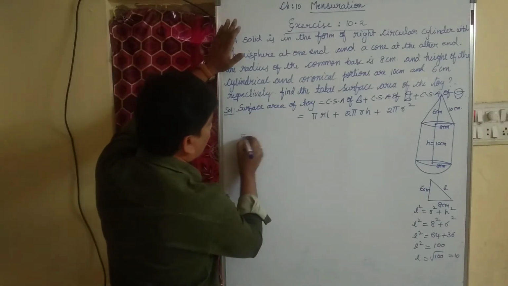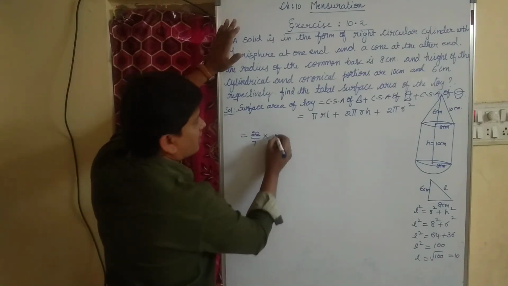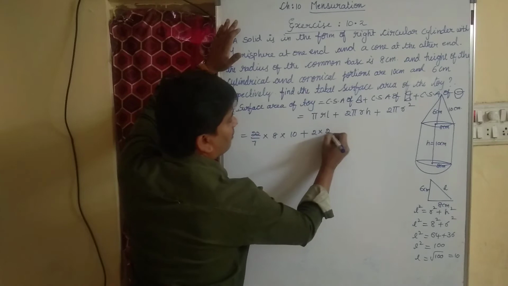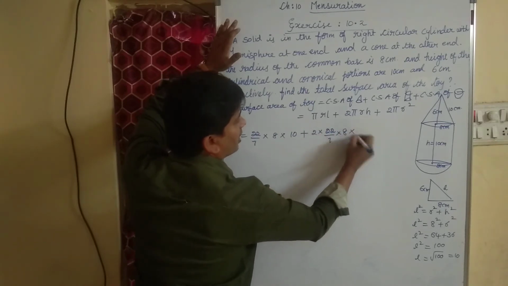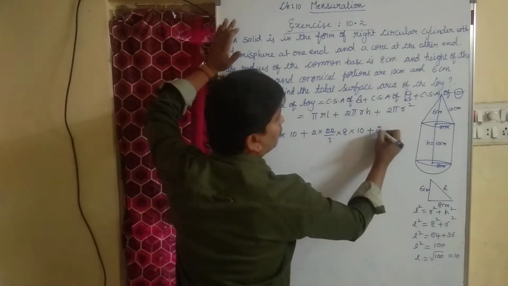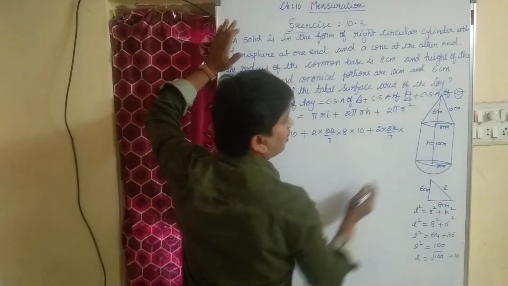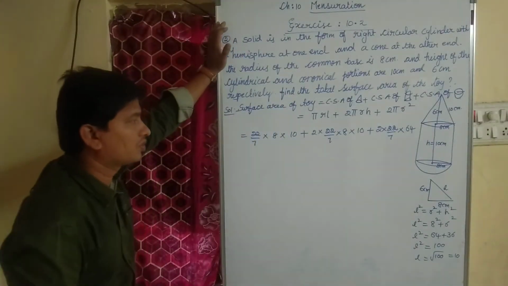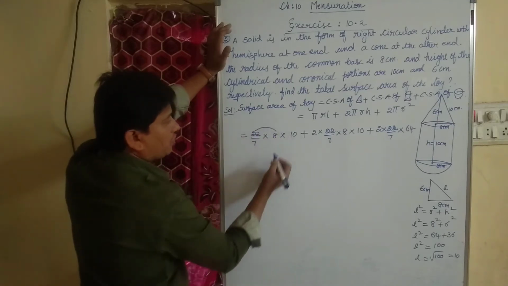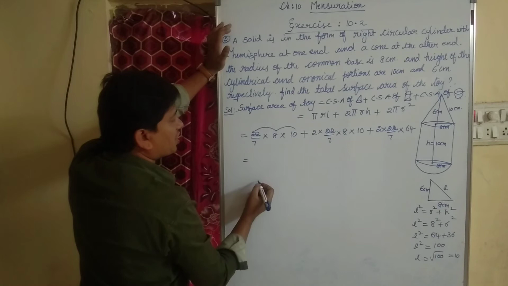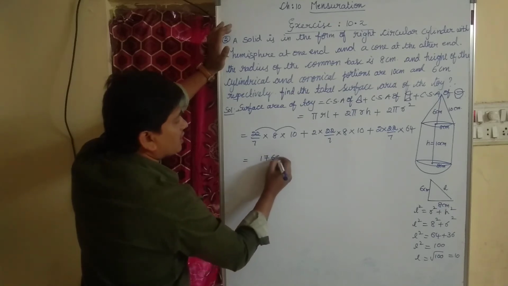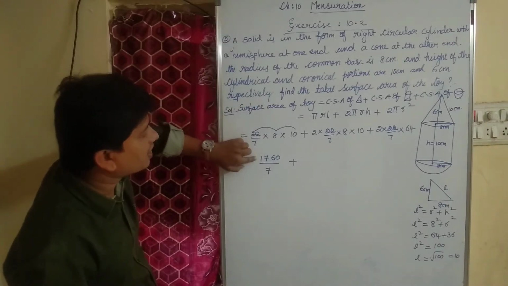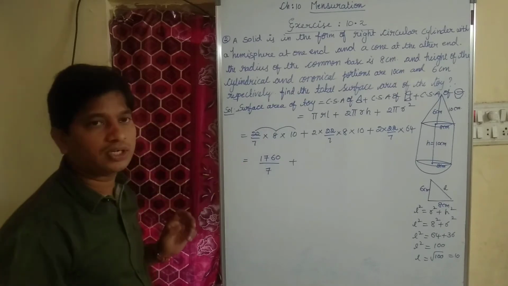So pi value 22 by 7, radius is 8, slant height is 10, plus 2 into pi value 22 by 7, radius is 8, height is 10, plus 2 into pi value 22 by 7, as radius is 8, 8 square. 8 square is nothing but 64. Okay. So 22 into 8 into 10. 1760 divided by 7. Children, did you understand? 22 into 8, 176. 176 into 10, 1760.